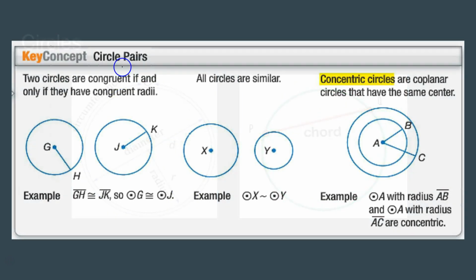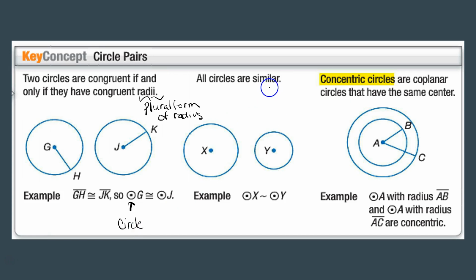So now we're going to look into circle pairs. Two circles are congruent if and only if they have congruent radii. And radii is just the plural form of radius. Okay, so here we can see that radius GH is congruent to radius JK. Because of that, we can say that circle G is congruent to circle J. This symbol here simply means circle.